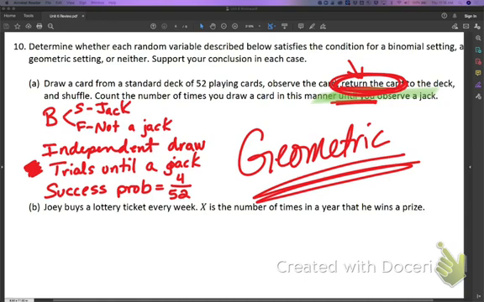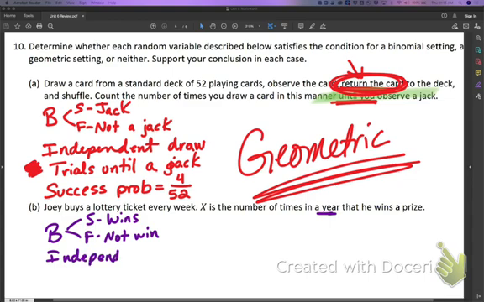Our next problem, Joey buys a lottery ticket every week. X is the number of times in a year that he wins a prize. All right, do we have success and failure? Success is he wins. Failure is that he does not win. Each week the lottery is independent of any other weeks, so we have independent plays.